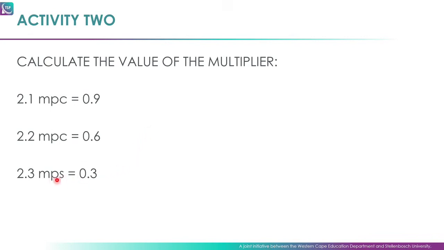But please note, 2.3, they tell you MPS is equal to 0.3. And 1 minus MPC is 0.3. So here you're not going to go 1 over 0.7. Here you're just going to go 1 over 0.3, which is then equal to 3.3 recurring. So be careful. It is important that you look at what is being given, right? Because I said it's 1 over 1 minus MPC, and 1 minus MPC is MPS anyway, okay? So you've got to make sure, what are they giving me? Are they giving me MPS or MPC?